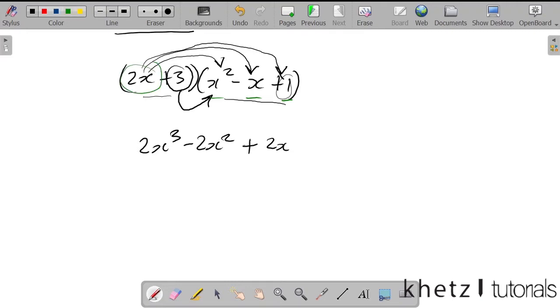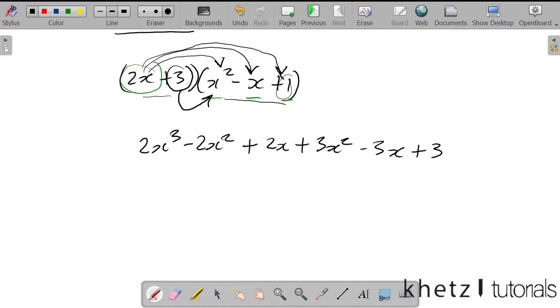So now you move on to 3, which is the second term in your first bracket. You'd multiply that 3 with x squared and you'd get 3x squared. You'd multiply your 3 with negative x, you get negative 3x. Multiply your 3 finally with 1, so it stays the same. Anything multiplied with 1 stays the same.